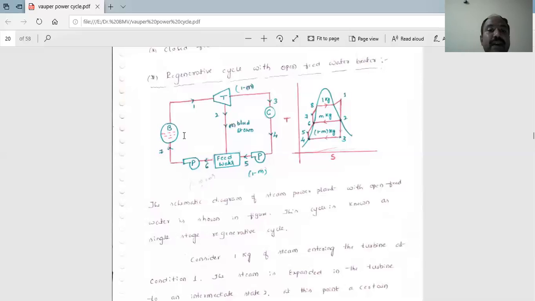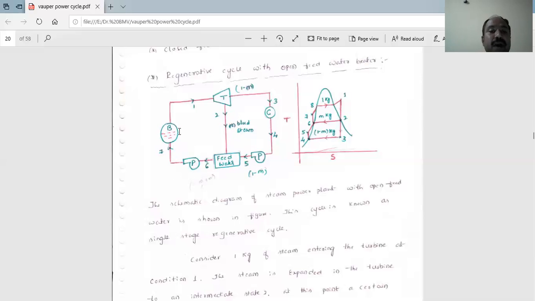Once again I will explain it. The boiler produces 1 kg of steam, which is expanded in the 1 to 3 process. At stage 2, m amount of steam is trapped, and the remaining 1 minus m amount of steam enters the condenser. Here the condensation process takes place, and the remaining 1 minus m condensed fluid is pumped to the feed water heater. Here at stage 2, m amount of steam enters the feed water heater, and 1 minus m plus m mixes, giving 1 kg of condensed liquid, which is passed to the boiler.